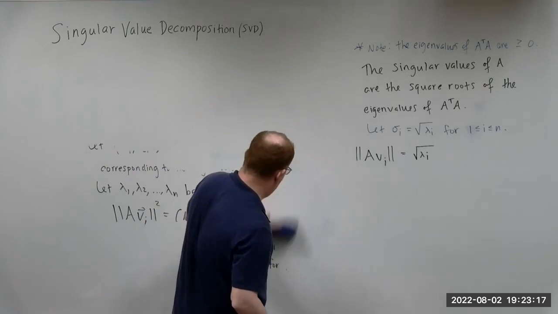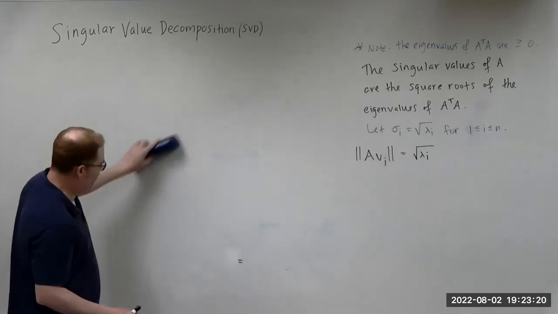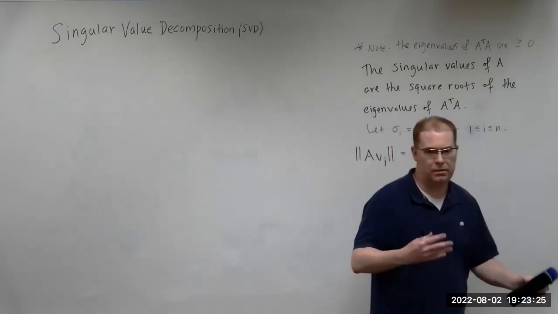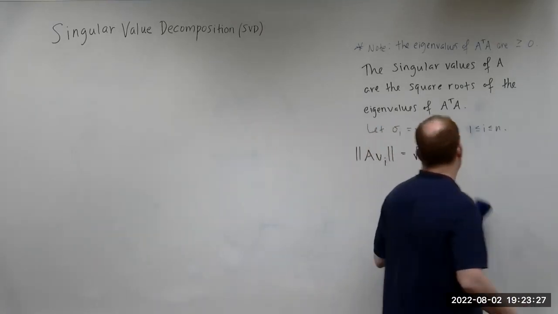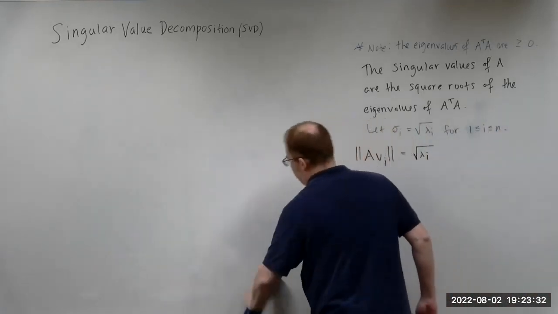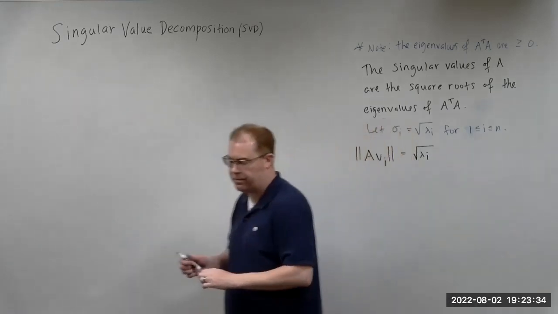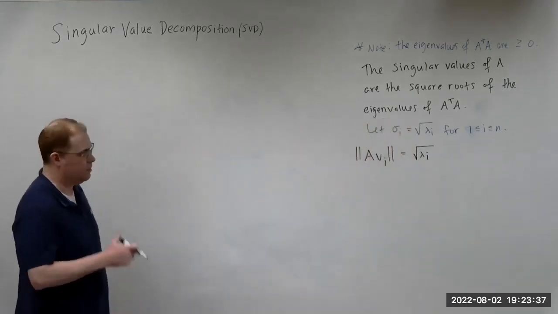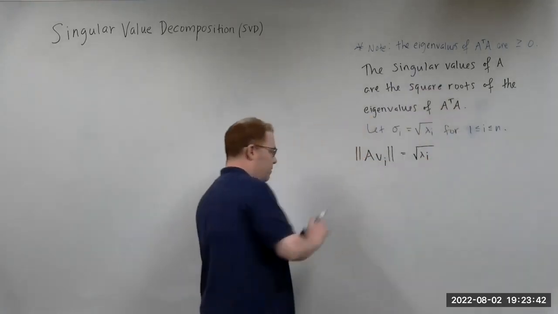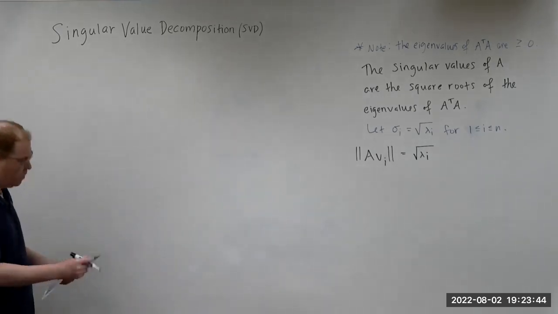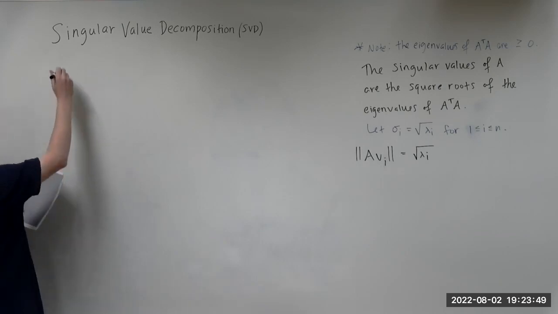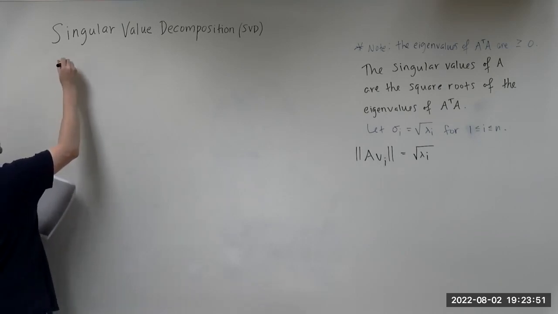By the way, this is not the only factorization for matrices. There's many different types out there, but the SVD is the most common one, especially at this level. And it's useful for many different things like image processing and data analysis. So some of you probably have already looked into that. Let me go ahead and state the theorem, and then we can get into a little bit of the nuts and bolts here.